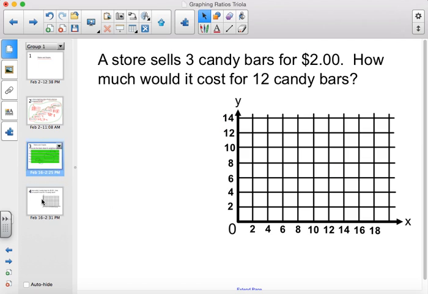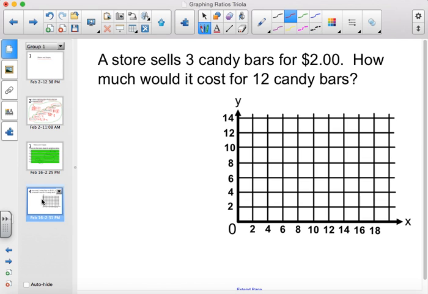So I'm going to give you an example right now, which is pretty basic. And the situation is a store sells 3 candy bars for $2. Okay? So we get 3 candy bars for $2. The question is, how much would it cost for 12 candy bars?